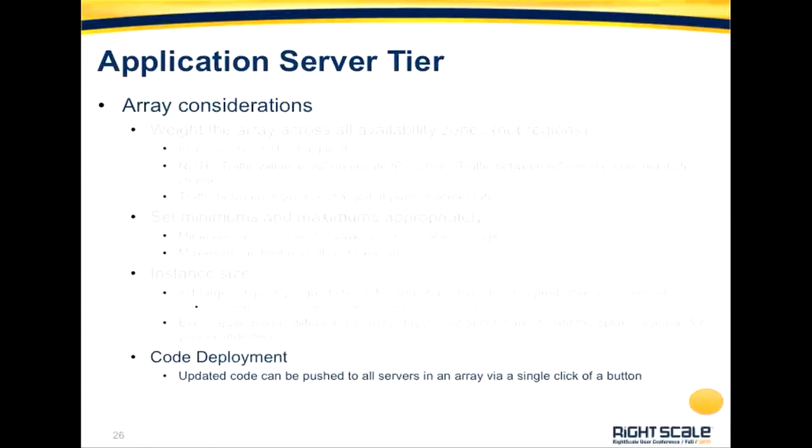You have to worry about code deployment and array considerations, right? Some of our customers have literally hundreds, and one of them even has thousands of servers in an array. And now all of a sudden I've got a new version of code and I've got to push it out to 1,000 servers, right? How do I do that?